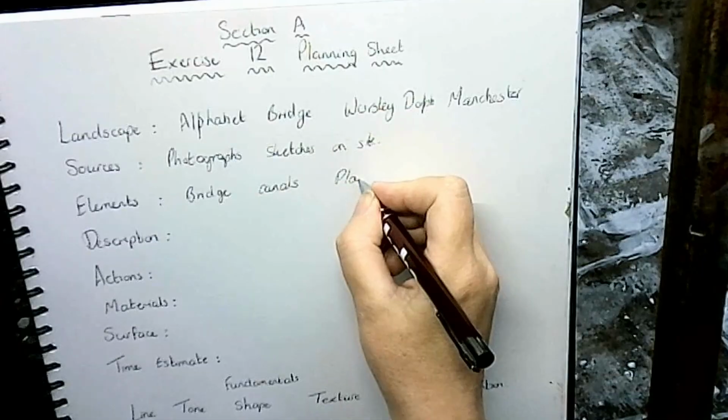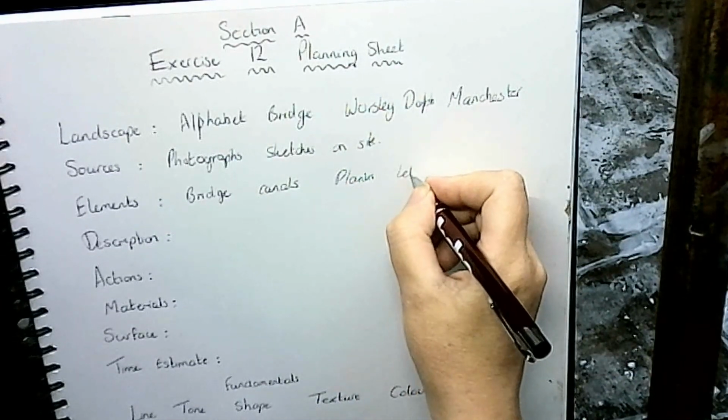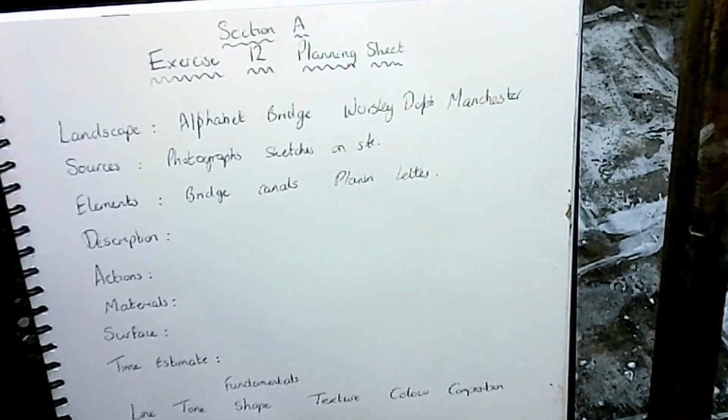but what I want to introduce is something that isn't actually in the landscape. This is going to be the alphabet coming off the planks. So the bridge, the planks, and the letters. I can see how it's going to work, which is why I can plan it before I get there.